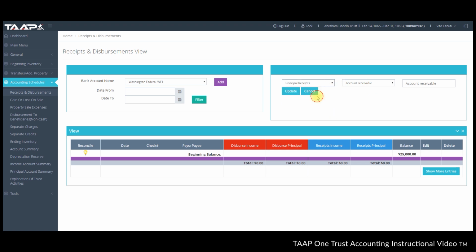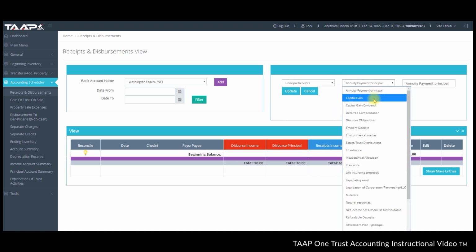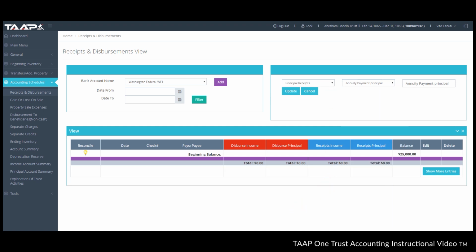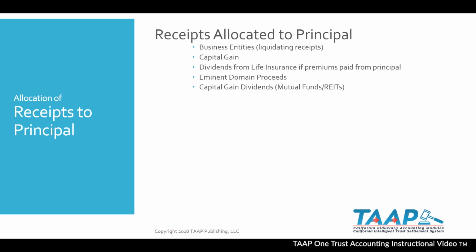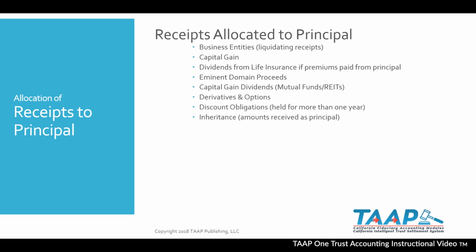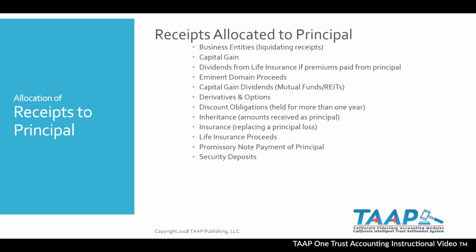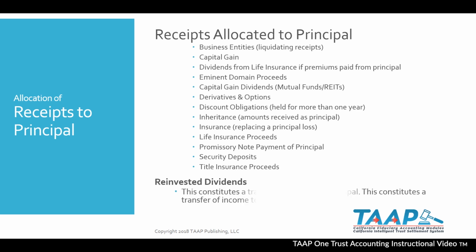In the principal receipts, you'll also see a capital gain category, which is the normal situation for capital gains. And here on this slide, we have a list of what is normally going to be a receipt that is allocated to principal. You see our capital gains again, business entities on liquidating receipts. And there are some disputes on what a liquidating receipt is and how it is reported to the recipients and what could happen here.